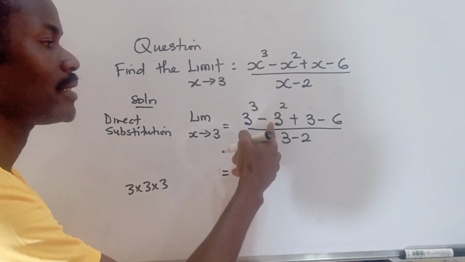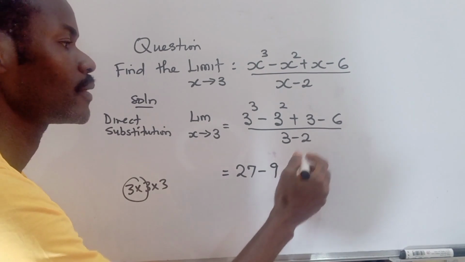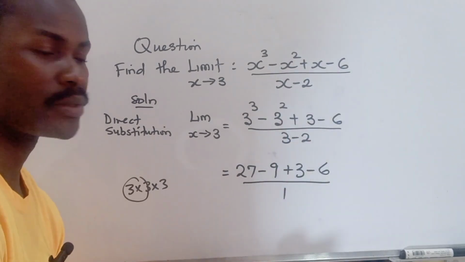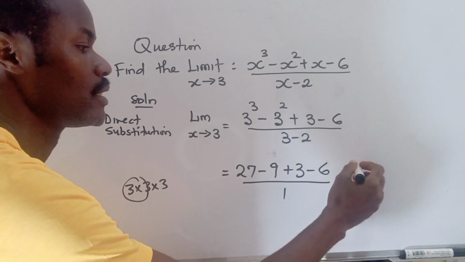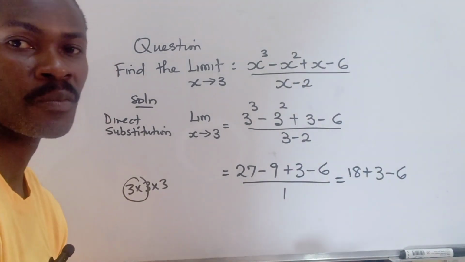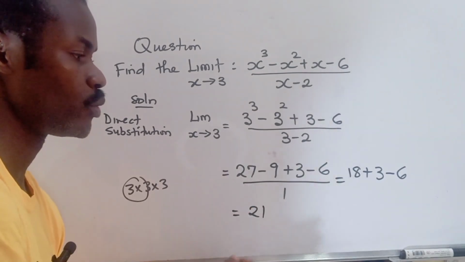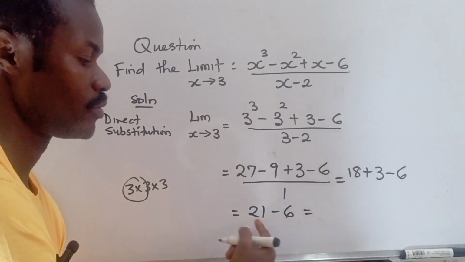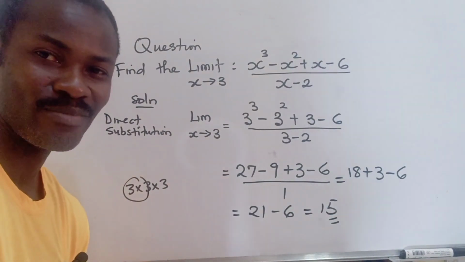So we have minus. Now 3 squared means 3 times 3, which is simply 9. So we have plus 3 minus 6, and the denominator 3 minus 2 is 1. So we have 27 minus 9, that's going to give us 18. Then 18 plus 3 is 21, minus 6. That's going to give us 21 minus 6, which is equivalent to 15. So this is the method of direct substitution.